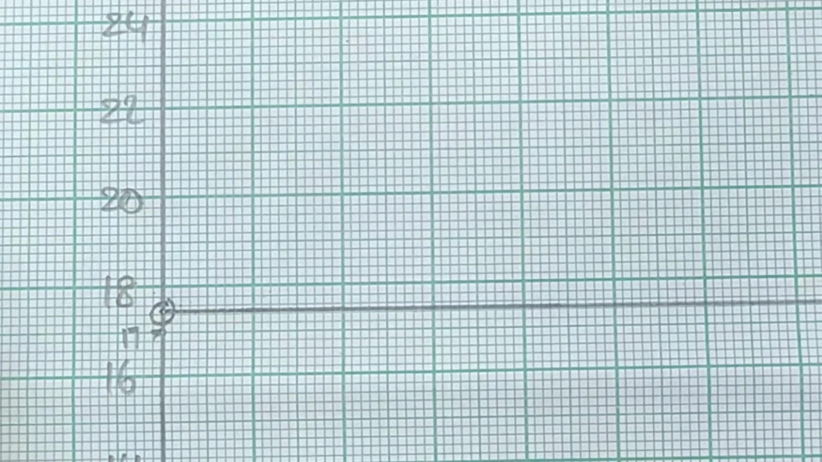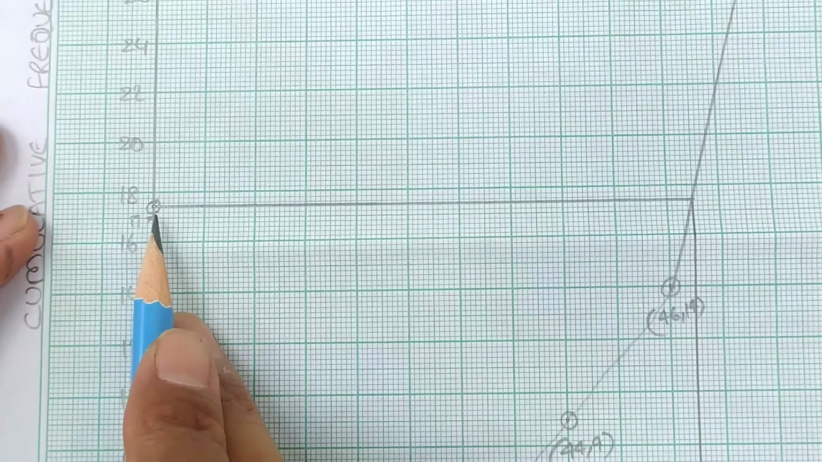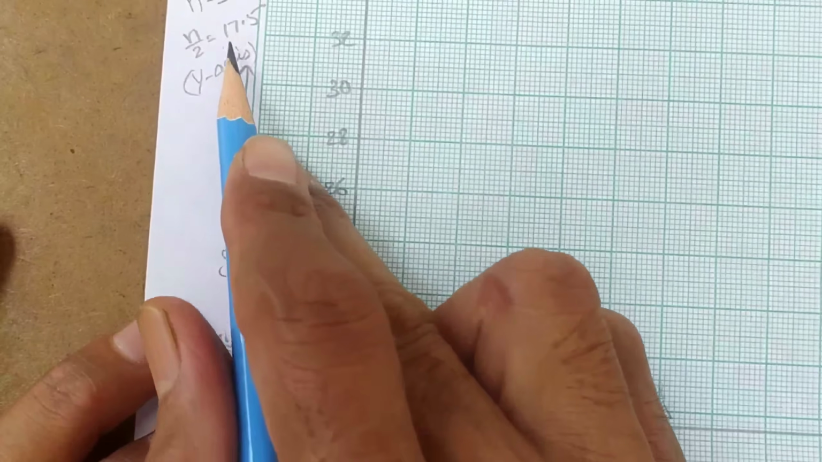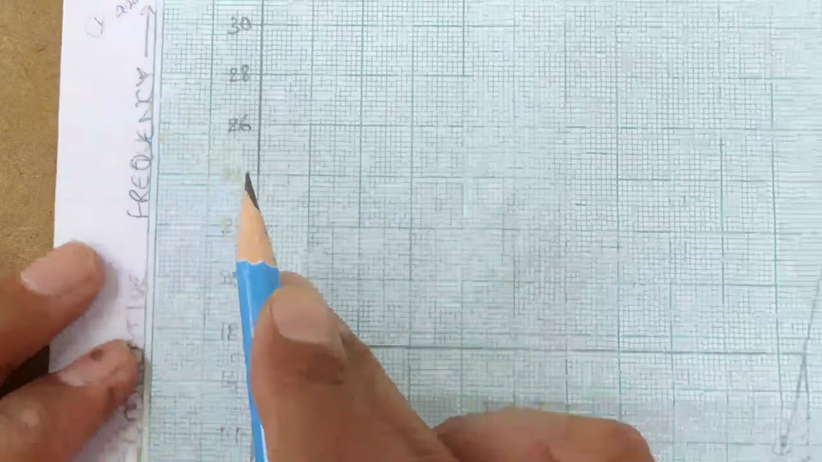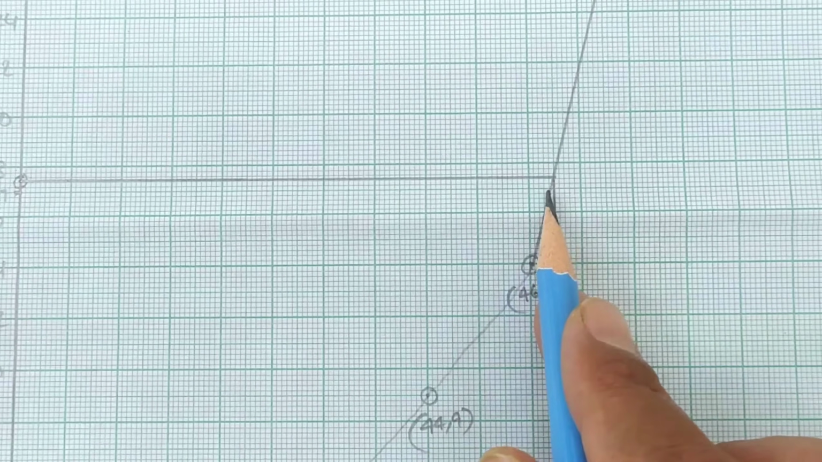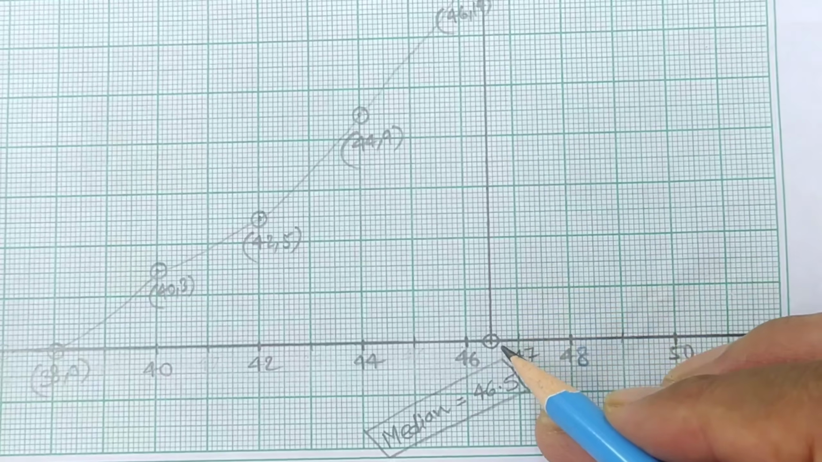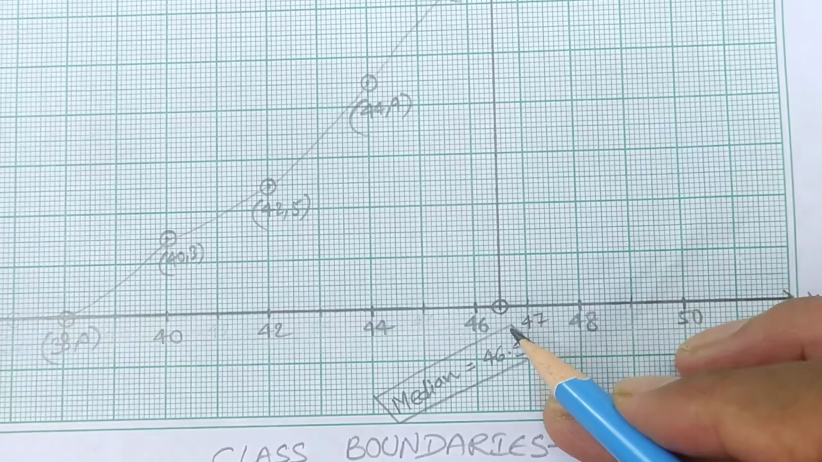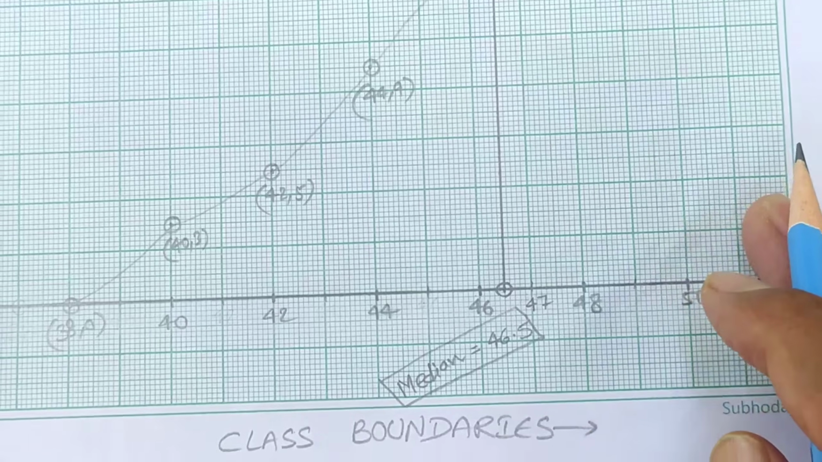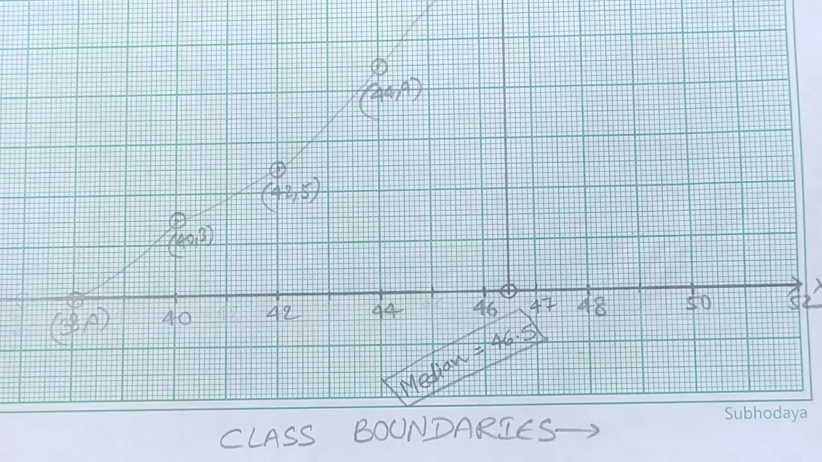See, you can understand it now. From 17.5, since here n by 2 is 17.5, we have drawn a line where it intersects the graph, and the corresponding value on the x axis, the x coordinate, is the median, right? Now let us verify this one using the formula now.